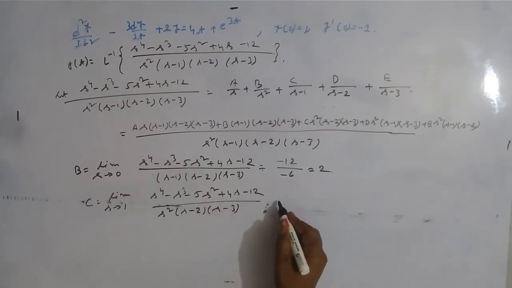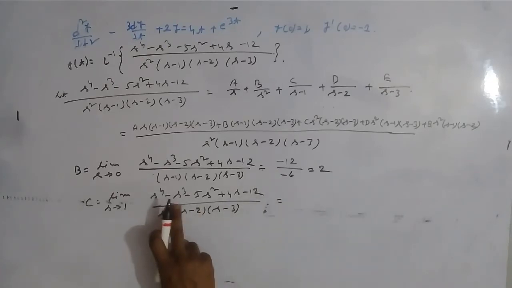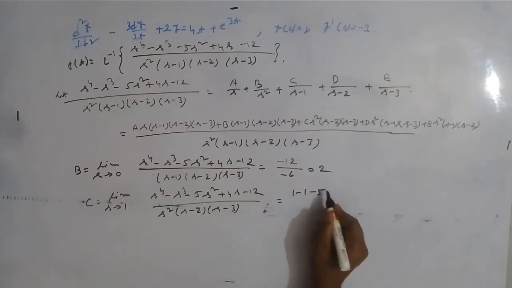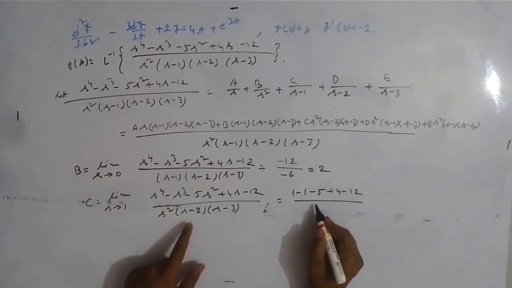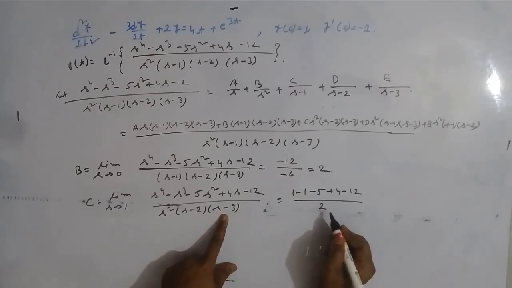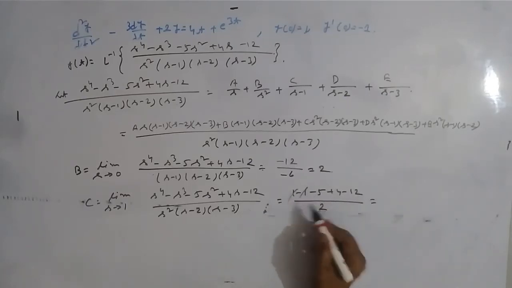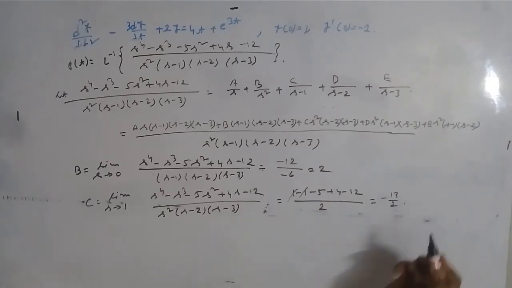Okay, so this will be s tends to 1 means 1 minus 1, 0. Okay, 1 minus 1 minus 5 plus 4 minus 12 by minus 1 into minus 3 minus 2, that will be 2. So this will be equal to 1 is cancelled out, minus 1 minus 2, so minus 13 by 2. C is equal to minus 13 by 2.